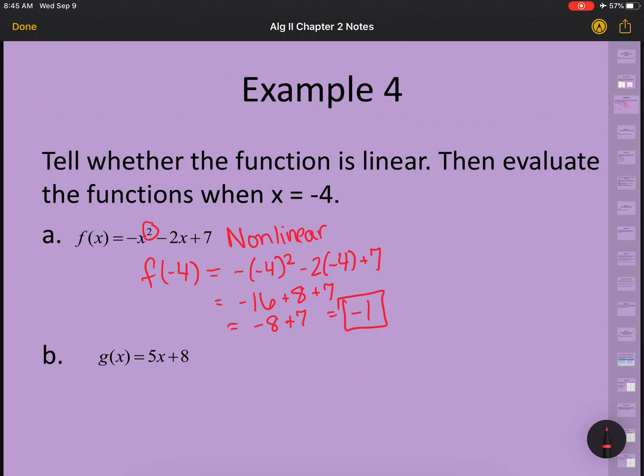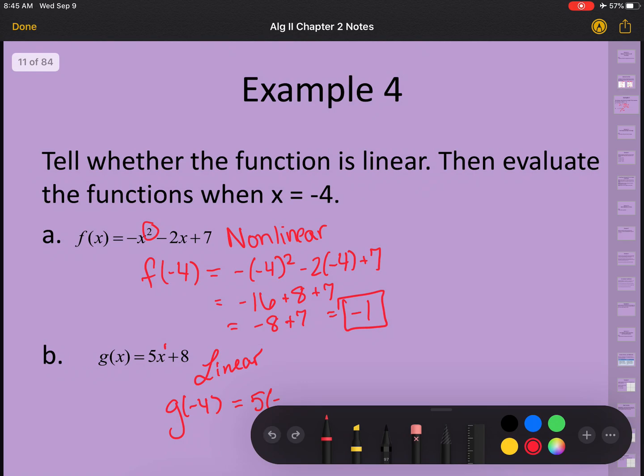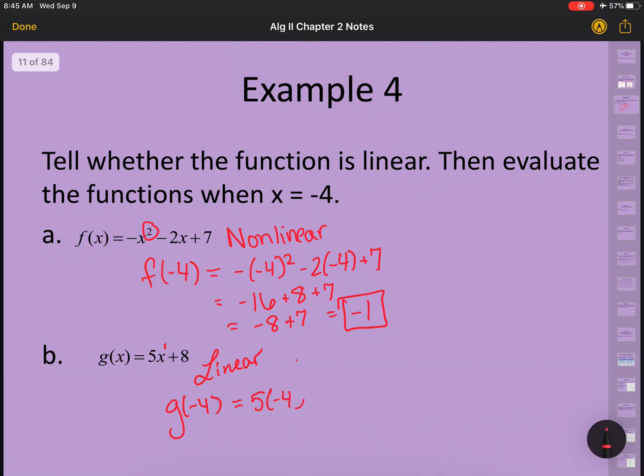So that's what we get after evaluating. In part B, seeing if it's linear or nonlinear, I'm looking through here. I only see an x, and it's got a power of 1. So this one is linear. Okay, so this one's good. Plug in negative 4 here. I have g of negative 4, and I'm plugging that in for x. Well, 5 times negative 4 is negative 20, and I'm adding 8 to it. So that gives us negative 12 after we evaluate.